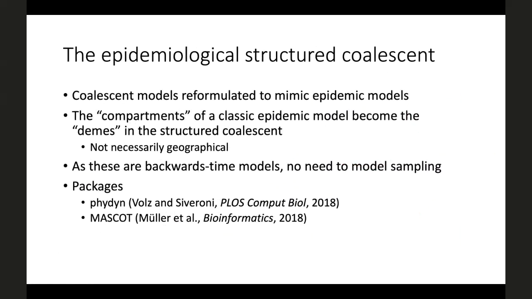So the third category are the epidemiological models, the epidemiological structured coalescent. So this is to take the backwards in time coalescent models and reformulate them to mimic the epidemic models in the previous section. So you're going backwards in time, you're having the same kind of compartmental structures you saw there. And you've done it by adjusting the structured coalescent so that the compartments become the demes. And the demes don't have to be geographical areas, they could be risk groups or something similar. And again, as these are backward time models, there's no need to model sampling. And there are a couple of packages to do this now, which I've listed there.